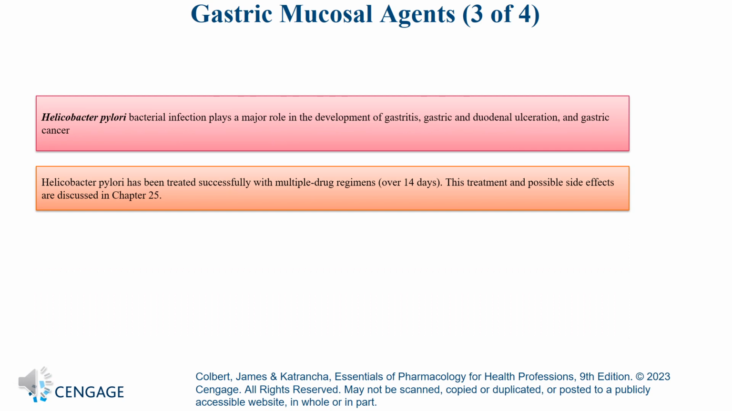Helicobacter pylori bacterial infection plays a major role in the development of gastritis, gastric and duodenal ulcerations, and gastric cancer. H. pylori, which is shortened for Helicobacter pylori, has been treated successfully with multiple drug regimens, normally over 14 days. The treatment and possible side effects are going to be discussed later in chapter 25.